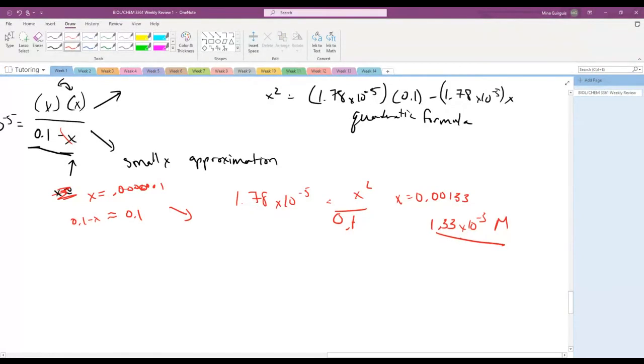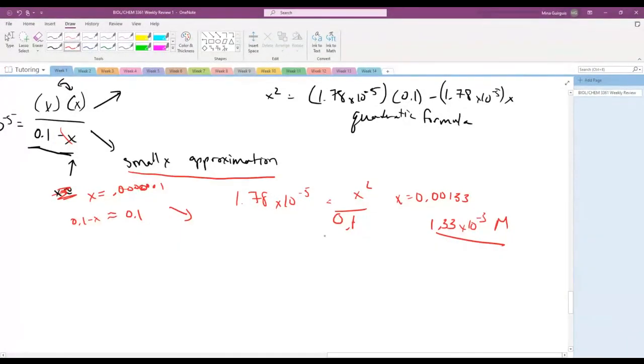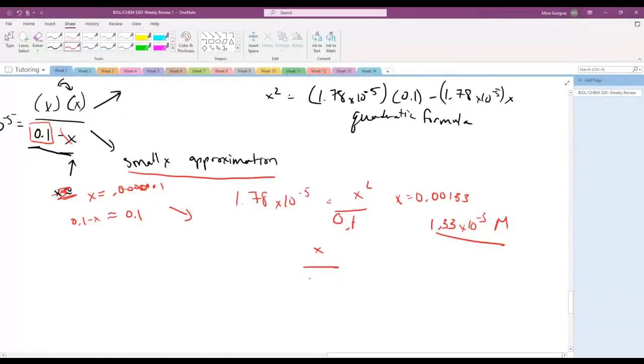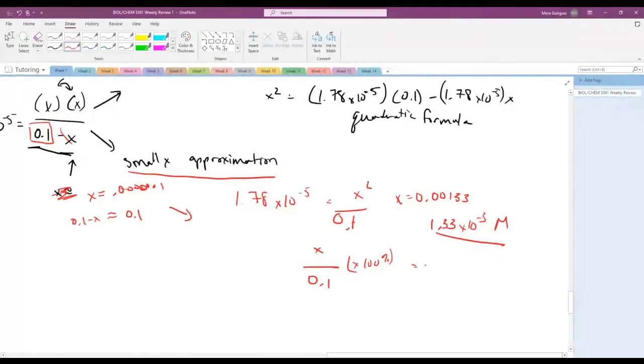However, we have to check our work. When we use the small x approximation, we have to make sure that this was valid. So the way that we do that is we take the number that we just got, so x, and we divide it by this original number, the number that we subtracted it from, 0.1. And what we're looking for is a number less than 5%. So if you want, you can include this times 100%. I got 1.3% from this.